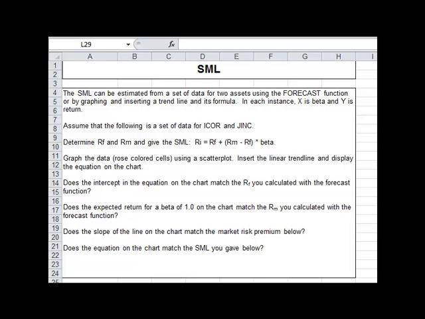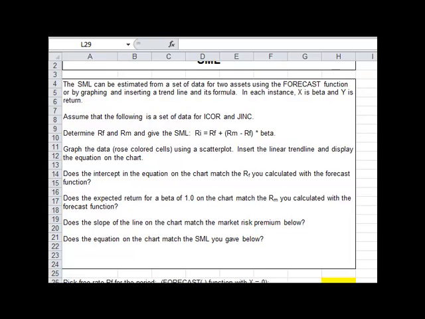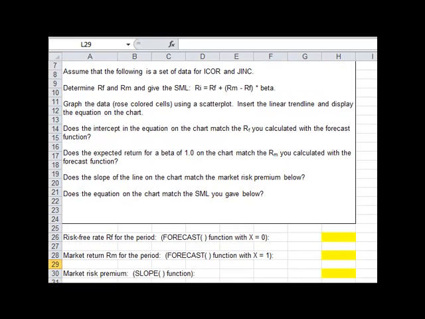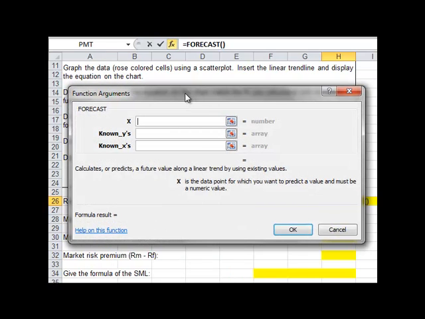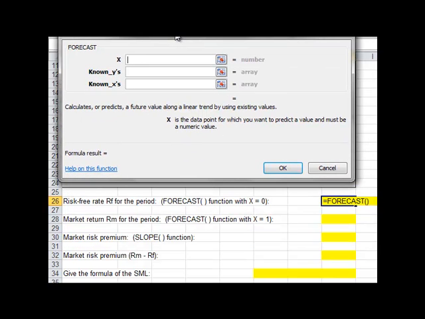So the first thing we're going to do is use the FORECAST function in Excel to calculate the risk-free rate of return as well as the market return. So I'm going to say equals FORECAST, open parentheses, and then click on the FX. And the first thing it asks for is a value of X. Well, by definition, X is equal to 0 for the risk-free rate of return. In other words, the beta of the risk-free asset is 0. It asks then for the known Y's and the known X's.